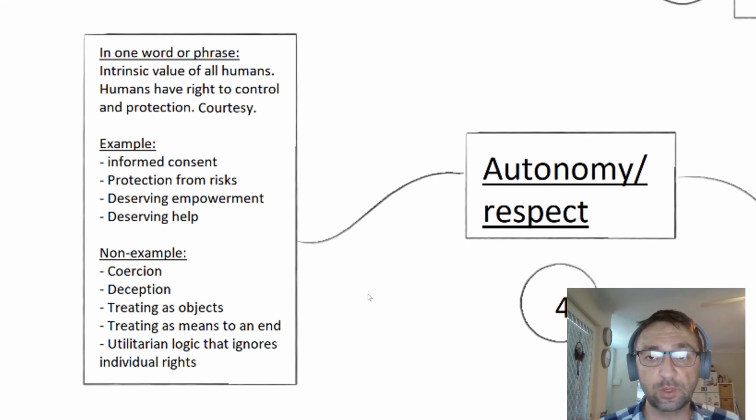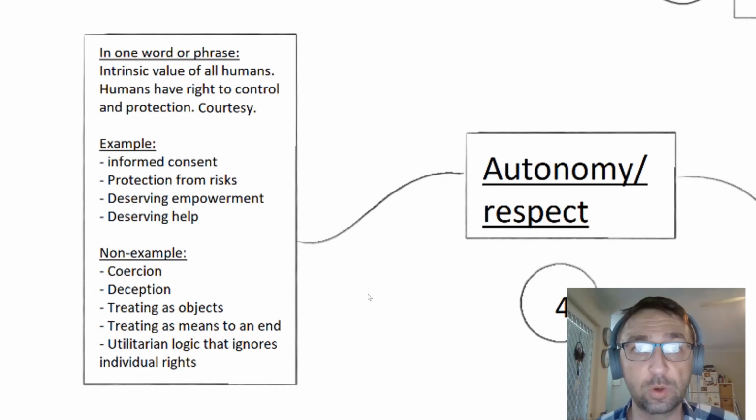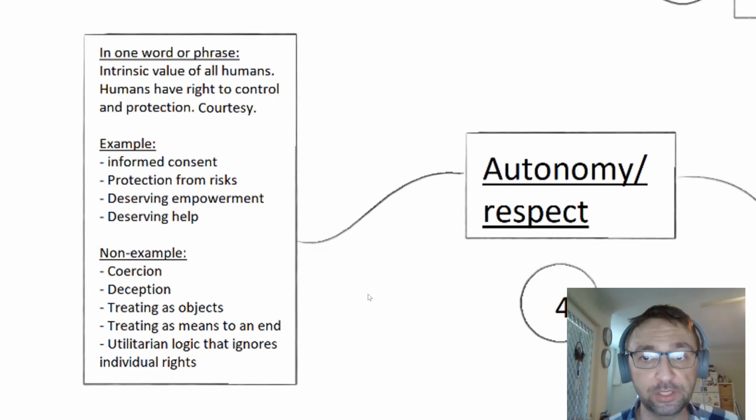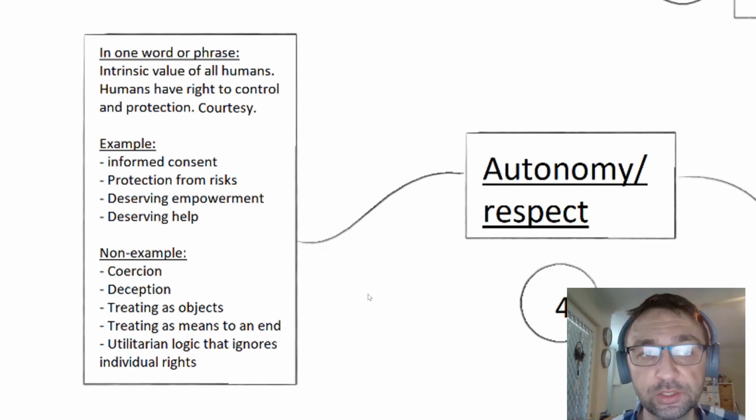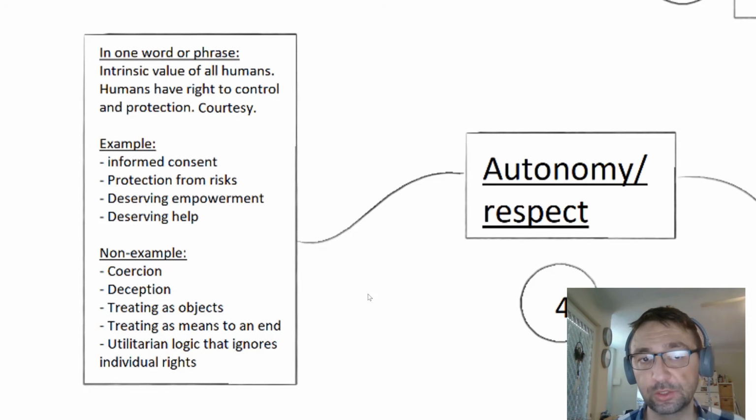The second one is the one that you would all know and be quite familiar with. It's called autonomy or respect, but really it comes down to particularly informed consent and protecting people from risks. In a phrase, I call this the intrinsic value of all humans, or humans have the right to control and protection. In one word, we could just call it courtesy, courtesy to other human beings.